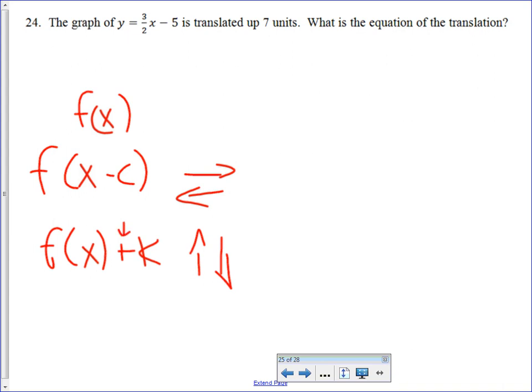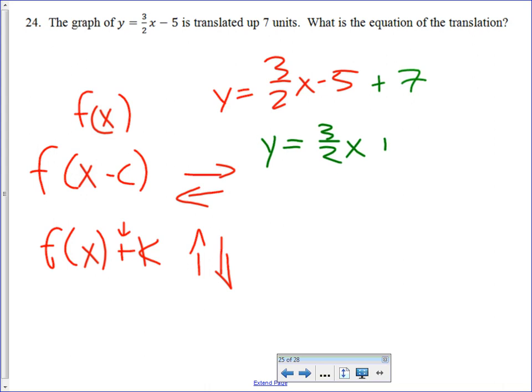So if we want to shift 7 units up, we just take our original function, we add 7 just to shift it up. And so we'll get y equals 3/2 x plus 2. And that is the exact same graph, and that's just going to shift it up 7 units.